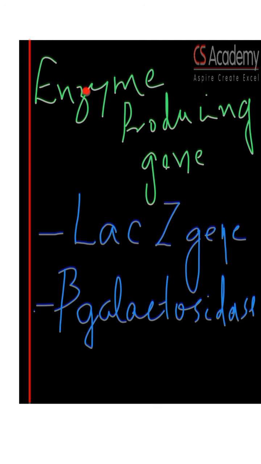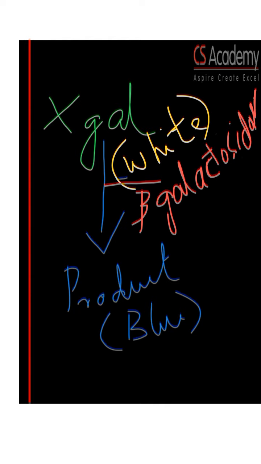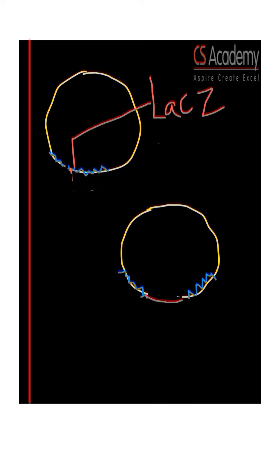Second method is by using an enzyme producing gene. The most commonly used gene is the lacZ gene, and the enzyme produced by it is beta galactosidase. To understand what it does, a substance called X-gal, which is a modified version of galactose, which is white in color, is converted into a product which is blue in color with the help of beta galactosidase. This is what we are going to use.